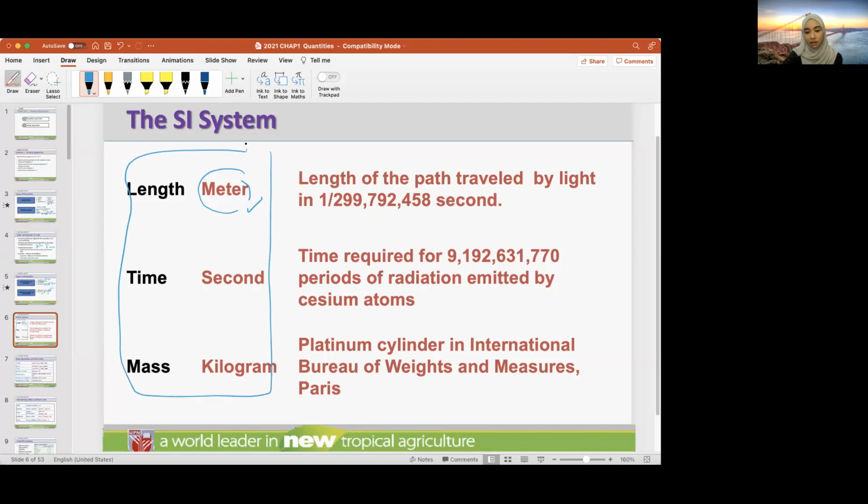Okay, all right. So time, they said, let's define second as the time required for 9192631770 periods of radiation emitted by cesium atoms. Do I care about it? No. Let's just remember the second. And then mass, kilogram. Platinum cylinder, I think this is in your textbook, SPM. Platinum cylinder in the International Bureau of Weights and Measures, Paris, and so on. That was how they defined kilogram.